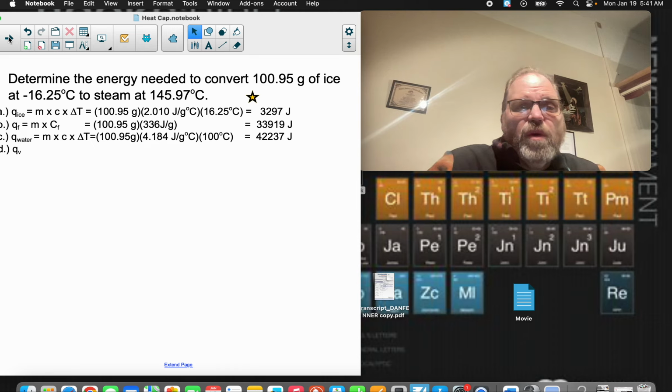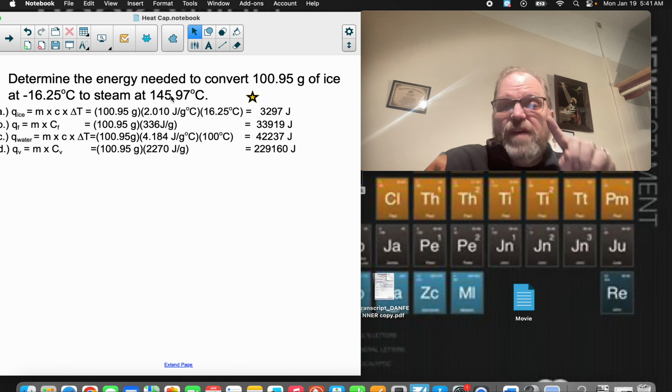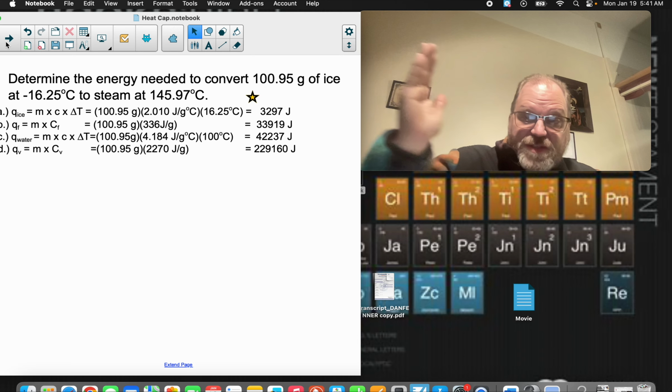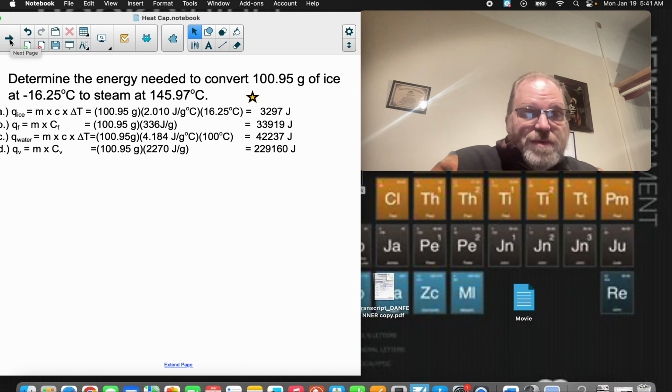Now we're going to boil that water. So we're going to take Q of V, which is M times C of V. Again, the mass doesn't change, 100.95 grams. C of V, 2,270 joules per gram. Multiply through, 5 sig figs, infinite sig figs, grams cross out. We get 229,160. Remember, we have to go to 5 sig figs. That 0 rounds up, joules.